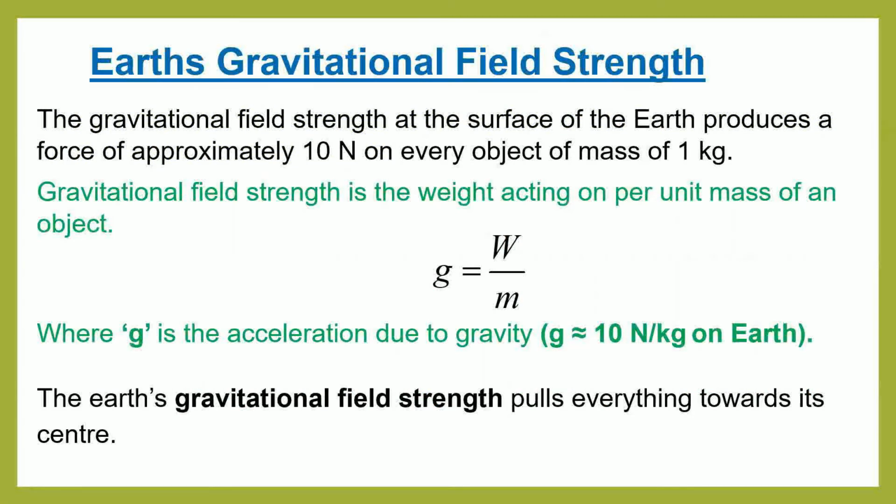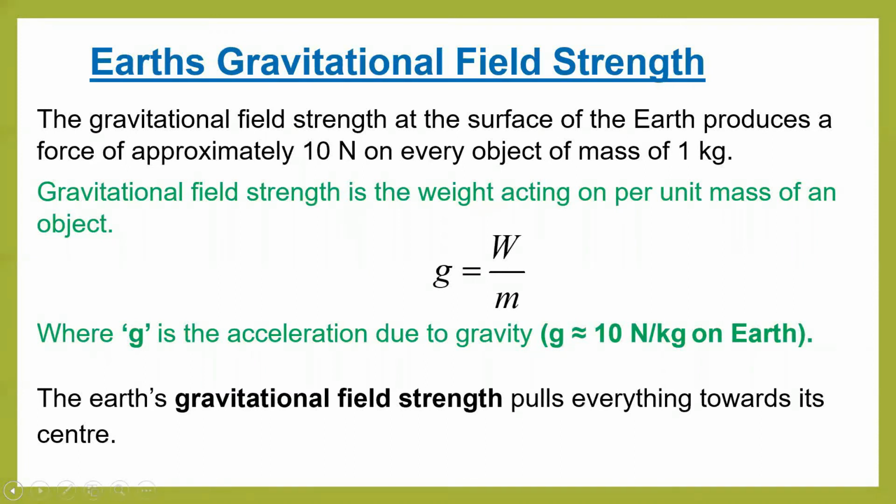Now we can talk about Earth's gravitational field strength. The gravitational field strength at the surface of the Earth produces a force of approximately 10 newtons on every object of mass 1 kilogram. Gravitational field strength is the weight acting per unit mass of an object. Mathematically, g = W/m. We can say that weight per unit mass is the value of g, where g is the acceleration due to gravity, that is 10 newtons per kilogram on Earth.